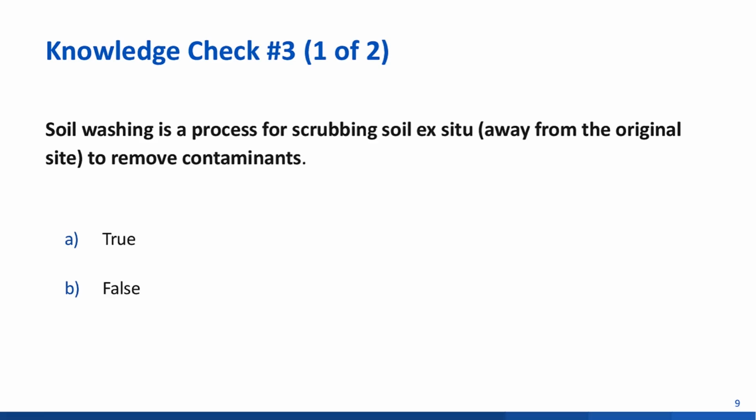Knowledge check number 3, part 1 of 2. Soil washing is a process for scrubbing soil ex situ away from the original site to remove contaminants. A. True. B. False. Let's pause for 10 seconds for you to answer.